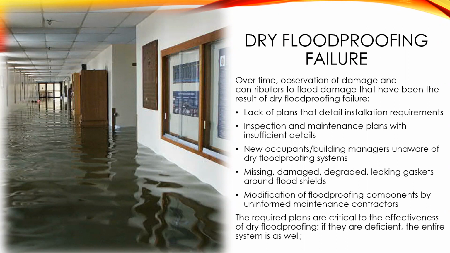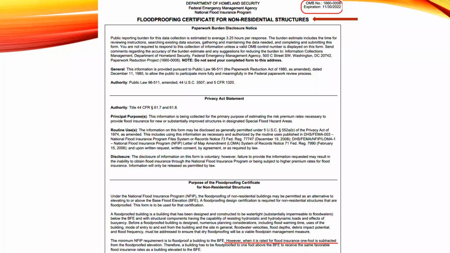And so that's why the plans are pretty critical to the effectiveness of dry floodproofing. And if those are deficient, pretty much the entire system is deficient as well. So there could also be BFE changes to the maps or other issues. Any number of issues could contribute to the failure here, and then that would be pretty catastrophic. So again, likely why this is not utilized very often.